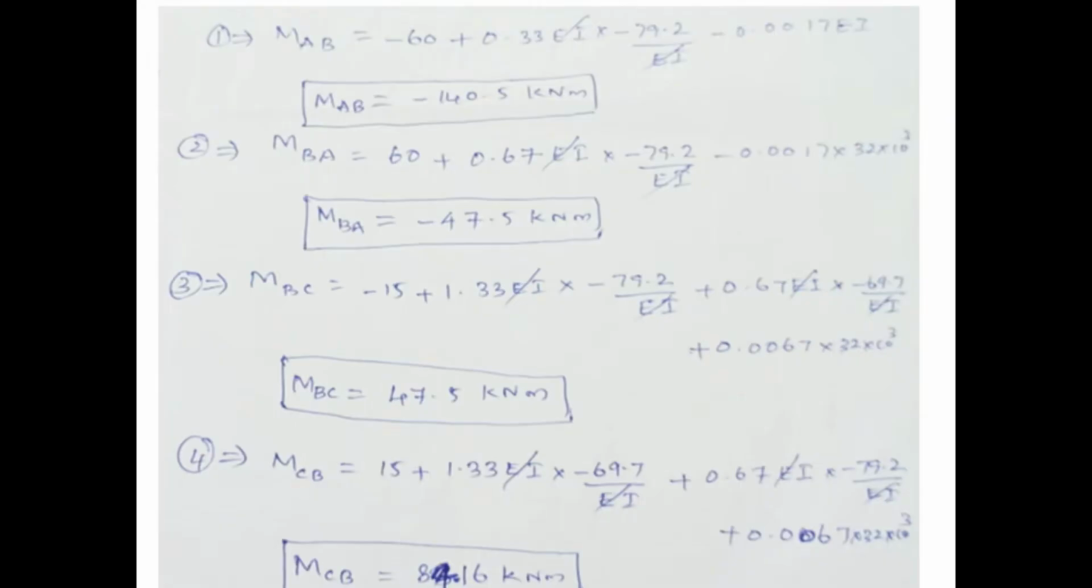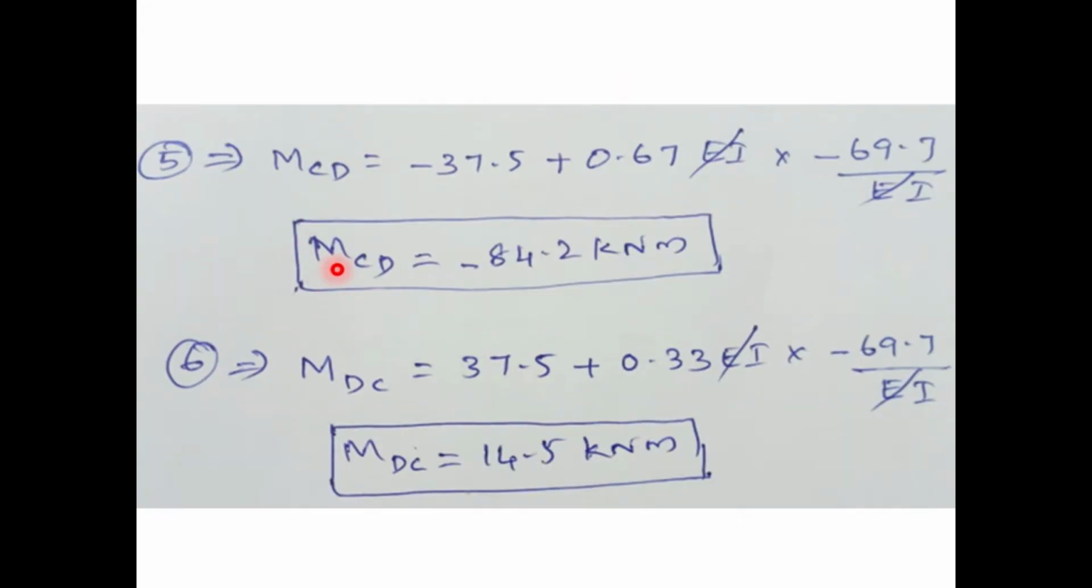After substituting the theta B and theta C values in equation 1, we get MAB equal to minus 140.5 kilonewton meter, MBA equal to minus 47.5 kilonewton meter, MBC equal to plus 47.5 kilonewton meter, MCB equal to 84.16 kilonewton meter, MCD equal to minus 84.2 kilonewton meter, and MDC equal to 14.5 kilonewton meter.